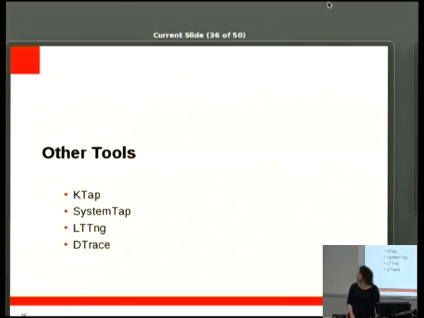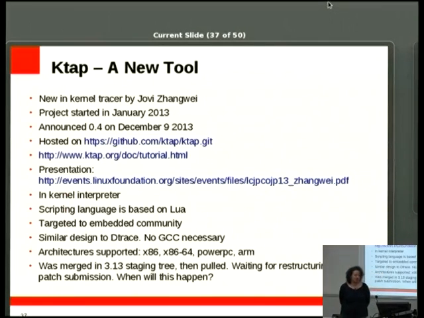So a quick look, I have 5 minutes here, should be okay. A quick look at other tools that are floating around. They're not part of the kernel itself, but people use them. So we have Ktap, systemtap, LTTng, and DTrace. Ktap is new. It's not in the kernel at the moment. It's been brought forward by Jovi, who is at Huawei in China. It all started this year, and he's still working on features and things.